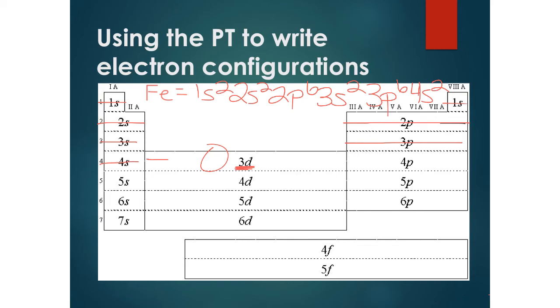So then we do 3d. D can hold up to 10, but we don't have 10 electrons. We only have 6 electrons, so we would end at 3d6 for iron. Again, we still have 2 electrons in the first shell. We have 8 electrons in the second shell. Third shell gets a little tricky. We get 8 electrons plus those 6 in the 3d. So we actually have 14 electrons in the third shell and 2 valence electrons in the 4th shell.